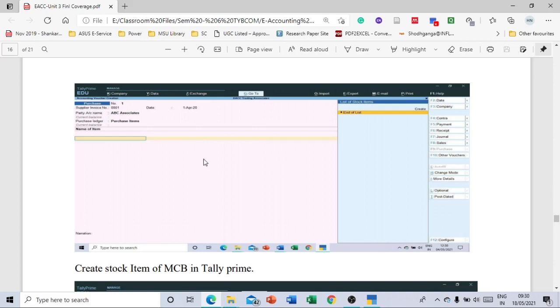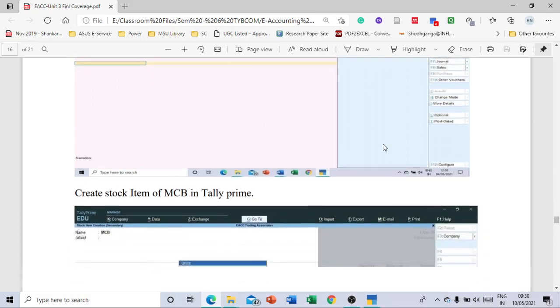So here the inventory mode is prefer. You can see my cursor is stopped at the name of item. In that you can see in my list of stock item there is no stock has been created. Intentionally I'm showing this screenshot to you, because in that company I have not created any stock item, so it is very clear.